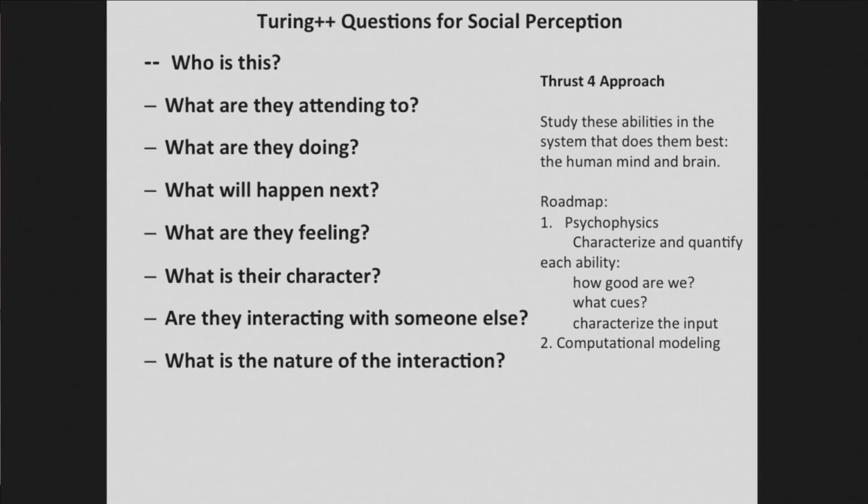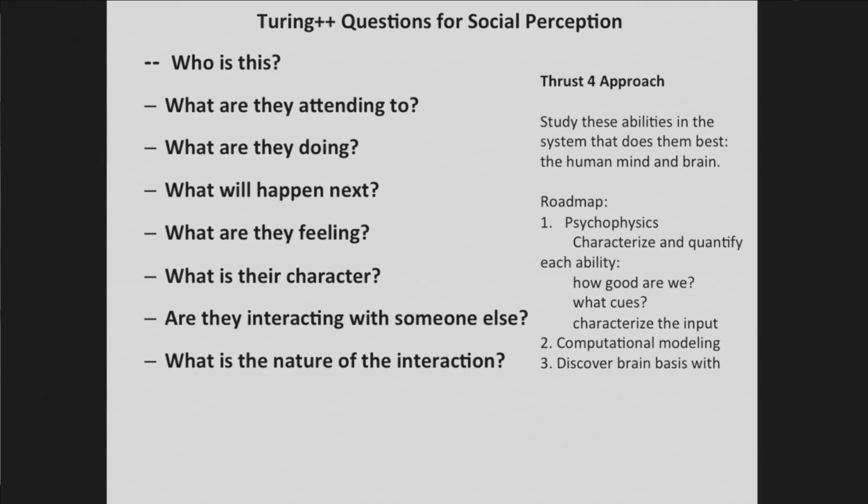So the second approach is, once we have some kind of sense of what those abilities are, that's sometimes called Marr's theory level, kind of characterizing what we can do, we can then try to computationally model this. There are lots of different ways to do this, and many of the other thrusts that you'll hear about are really tackling that problem.